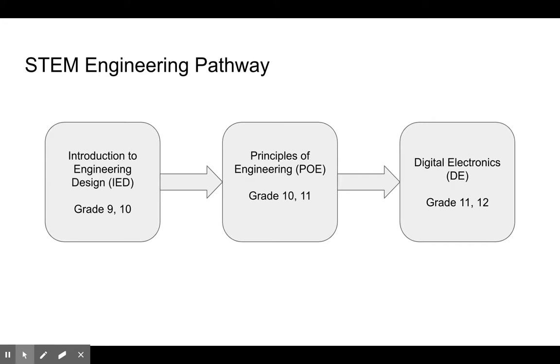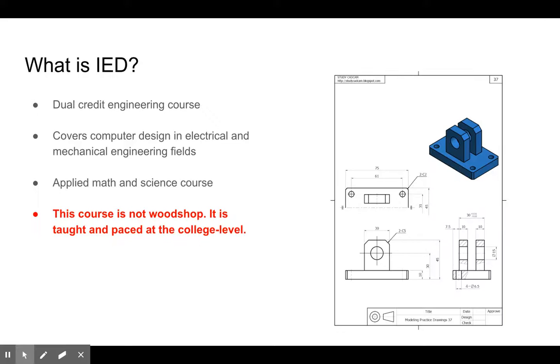Since this is the first level course, we might as well look at the STEM engineering pathway we have at Beech Grove High School. You'll start with this course, either as a freshman or sophomore, move on to Principles of Engineering, and then finally take digital electronics. IED is considered a dual credit engineering course, meaning if you do well enough, you can get college credit at the end of the course.